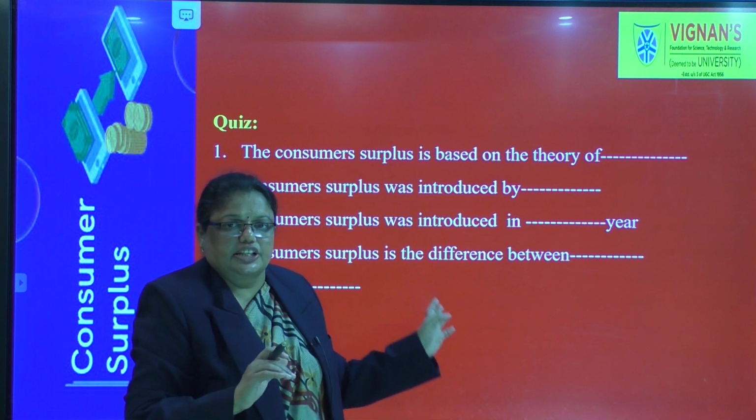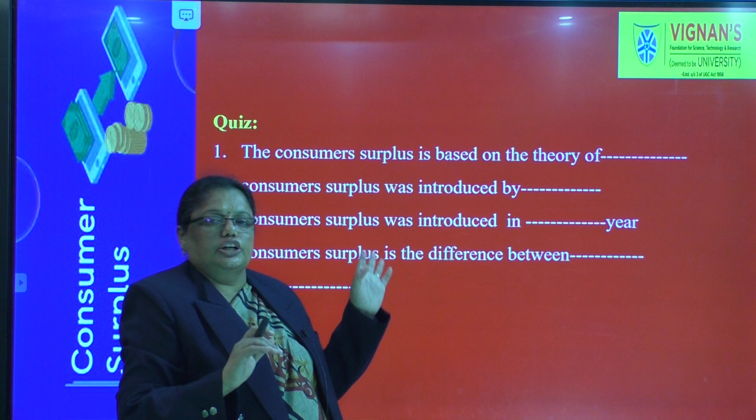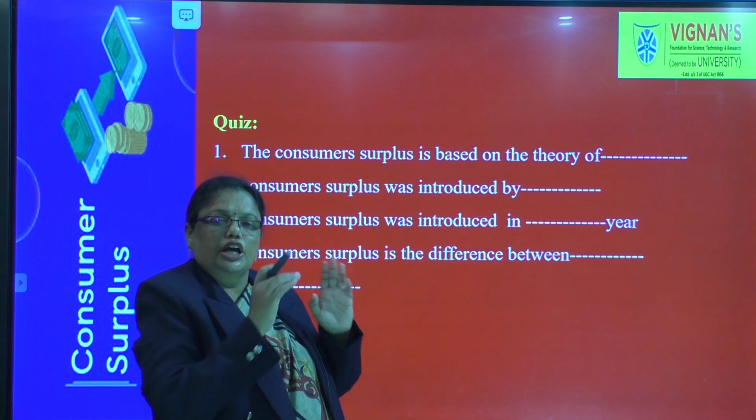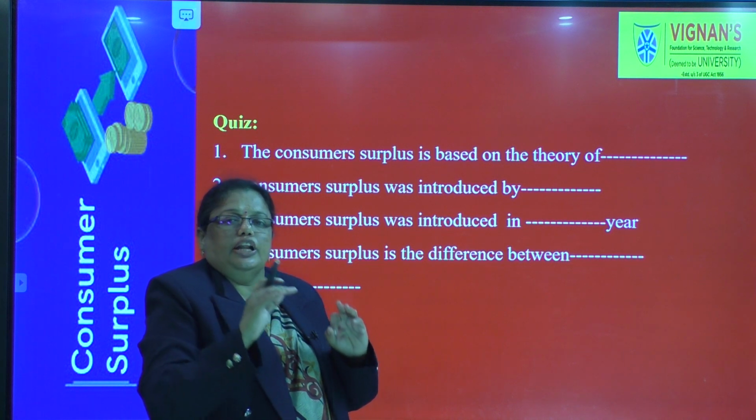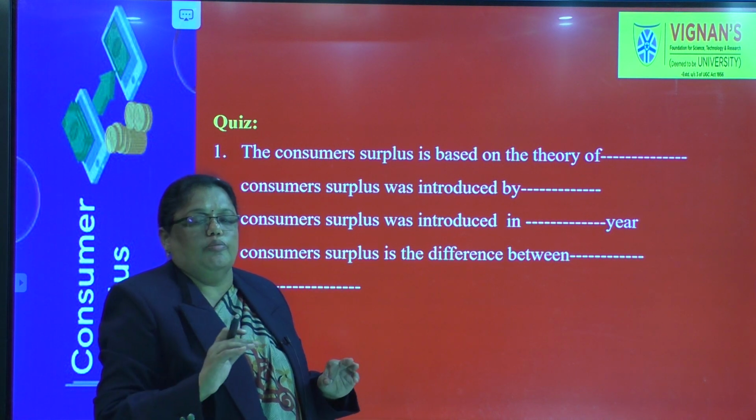Consumer surplus equals total utility minus marginal utility. Marginal utility means price into the number of units of that commodity.